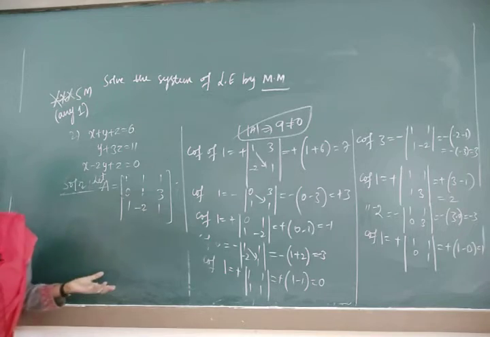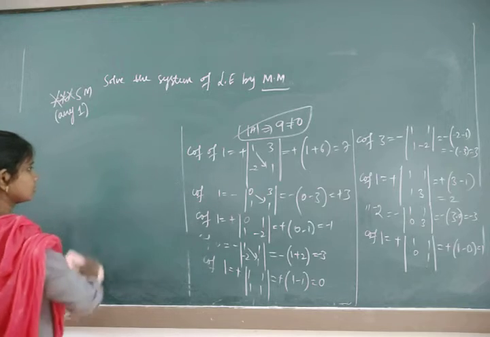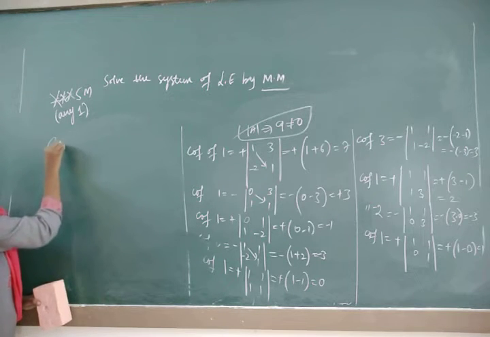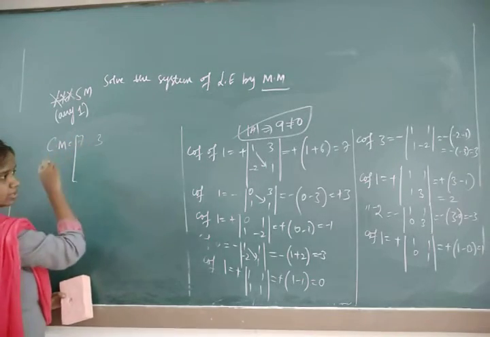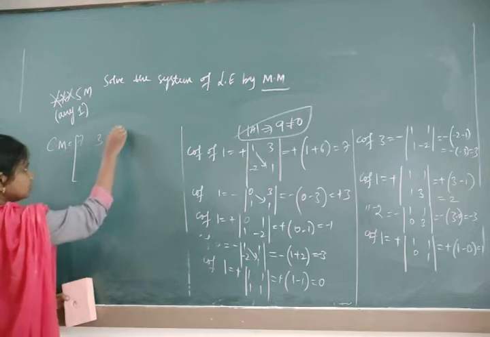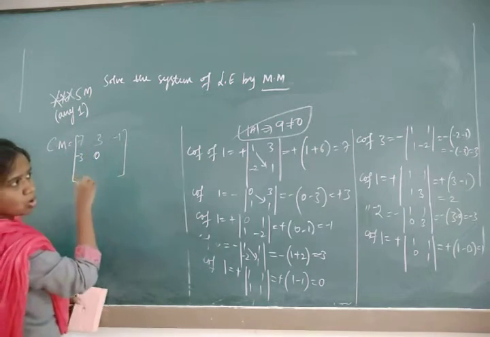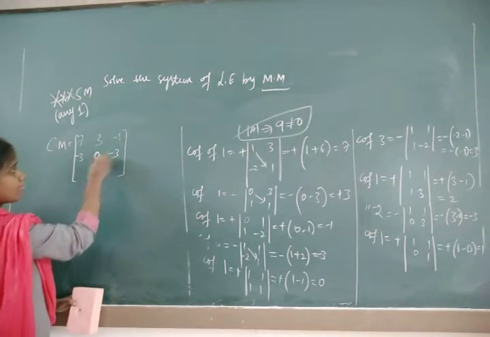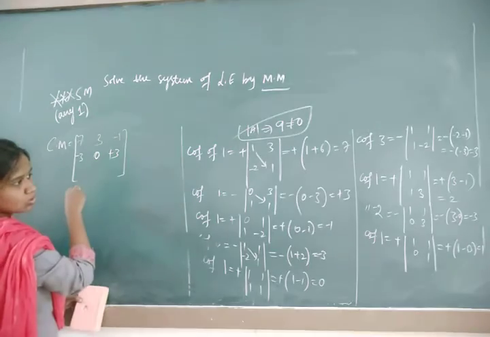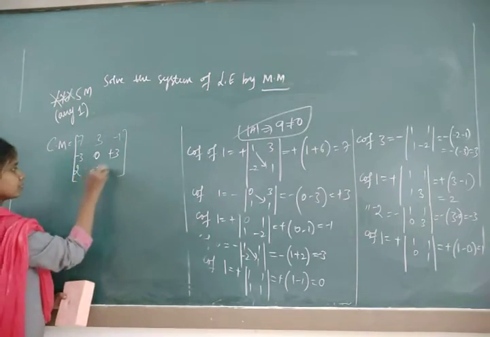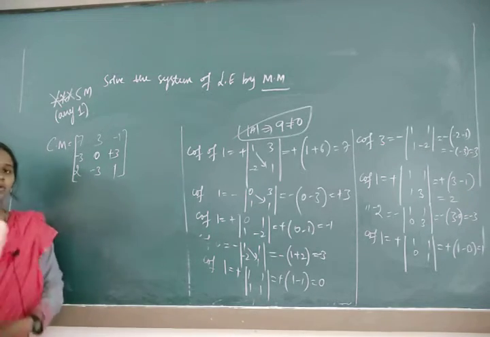Okay, now we will replace these in a cofactor matrix. Cofactor matrix is equal to, what is our first value? 7, 3, minus 1. Next minus 3, 0, 3. Next one, 2, minus 3, 1. Right? This is about the cofactor matrix.